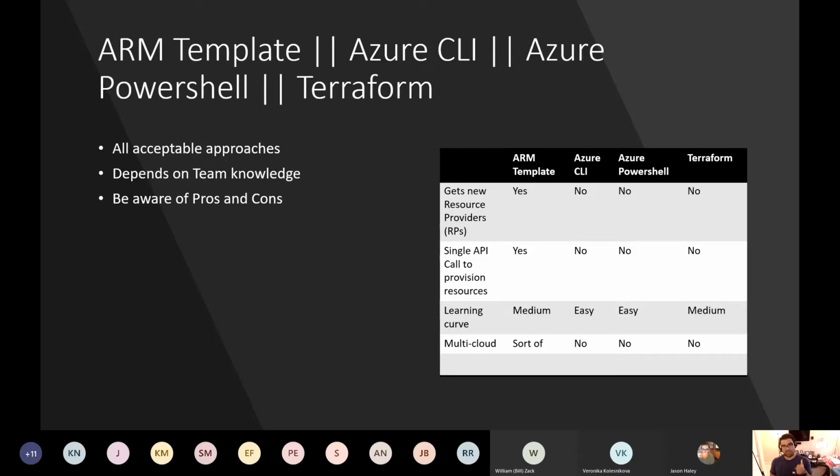So first, you have to recognize which tool is going to get the resource providers, or the RPs, or the services basically for free, right? So if we're working in an ARM template, because every single service goes through ARM, then usually ARM templates are going to get those services by default. CLI, PowerShell, and Terraform, they won't be getting those for free.